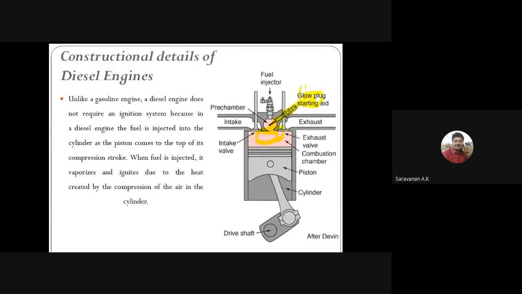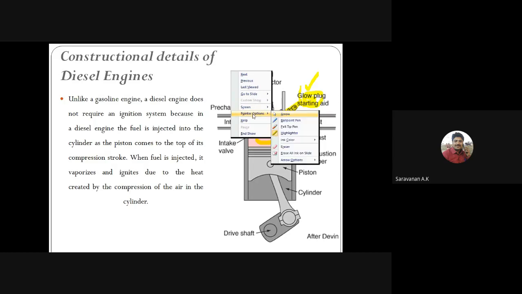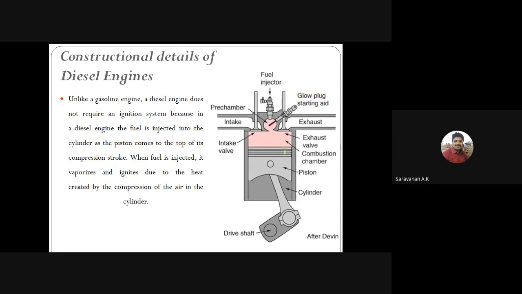If we are using the glow plug, it is called the air injection system, where the supplied fuel is compressed well by using the air supplied through the glow plug. So these are the two systems: one is the air injection system and one more is the solid injection system. These are the differences. Here we are not using any starting aid.